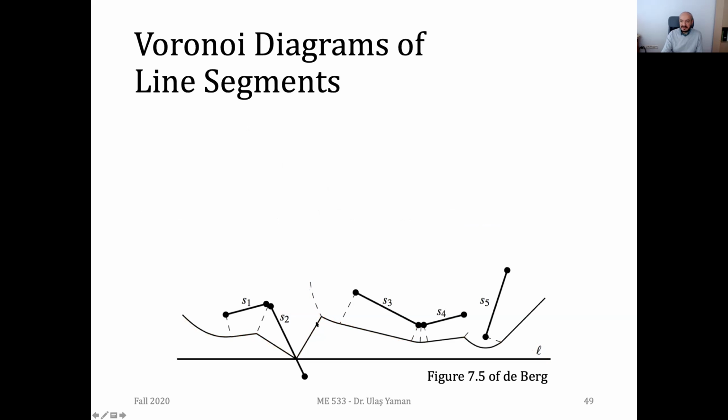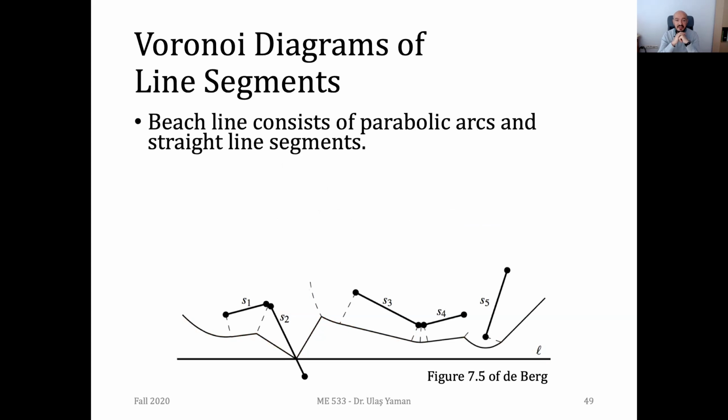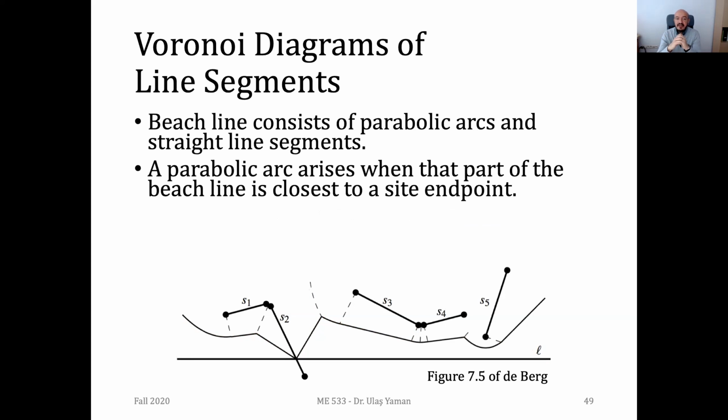Now let's have a look at some details related to this beach line. As I mentioned, the beach line consists of parabolic arcs and some straight lines. And when do we have the parabolic arcs? We can only have them when that part of the beach line is closest to a segment endpoint. For instance, let's have a look at here. This is a parabolic arc, and I can say that any point on this segment is closer to the endpoint.